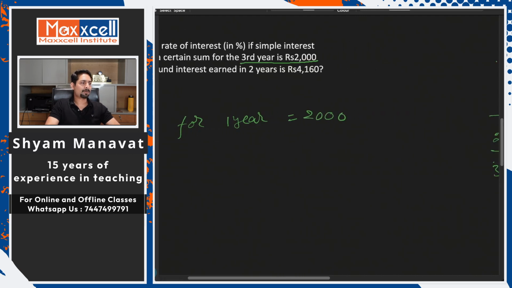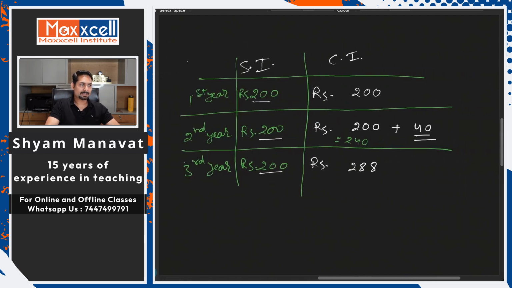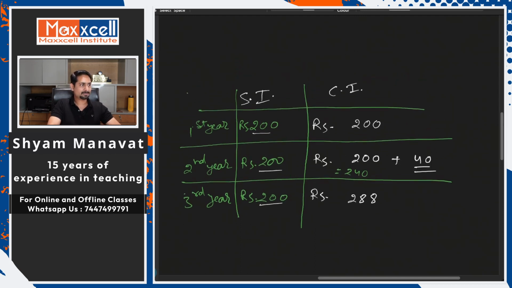Okay, now do you understand, the simple interest for the first year and compound interest for the first year are also the same. You got this extra 40. What was the example we have taken for this table? That principal is 1000 and rate of interest is 20% per annum.